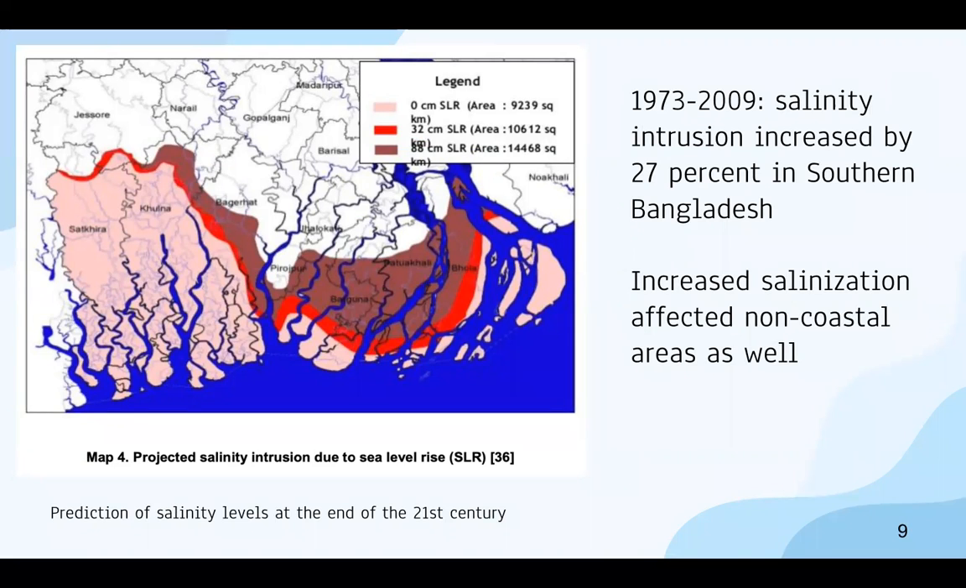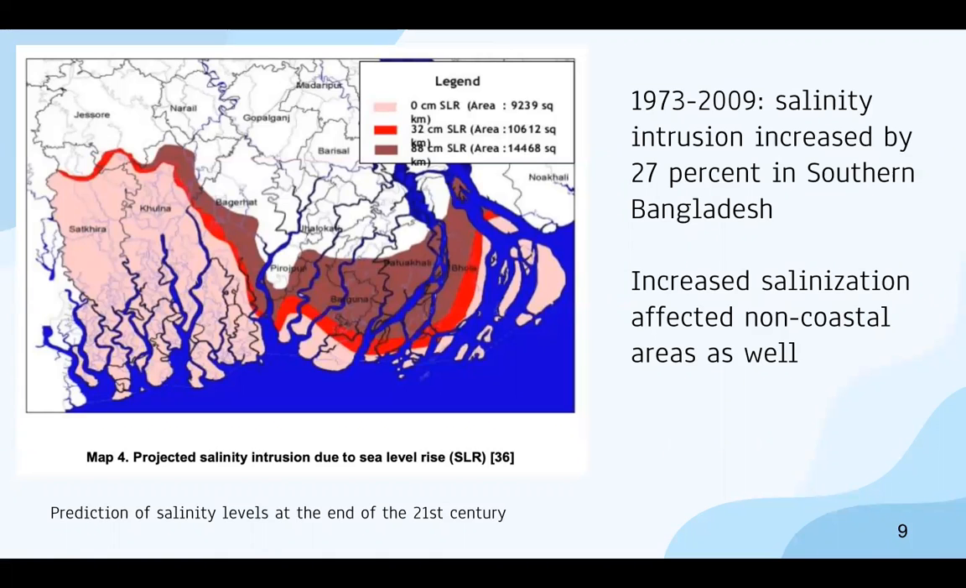And this is what they predict the salinity levels will be at the end of the 21st century. Looking at past data between 1973 and 2009, salinity intrusion increased by 27% in southern Bangladesh, and the salinity is only going to increase further into the land. And as you can see by the map, increased salinization affects non-coastal areas as well.